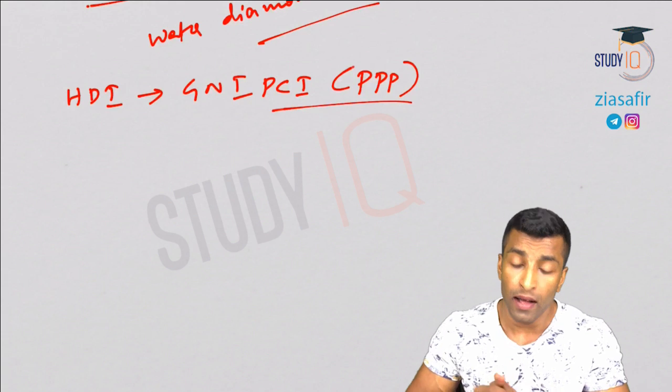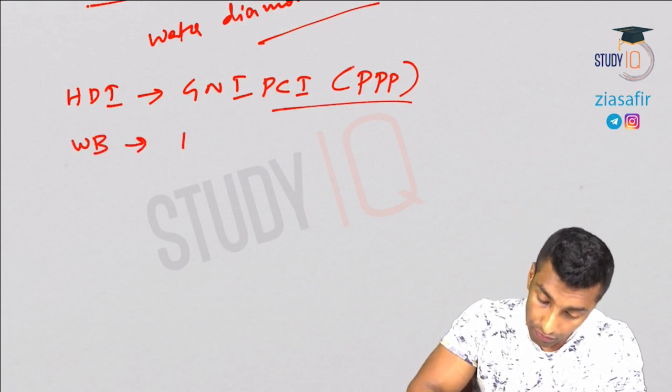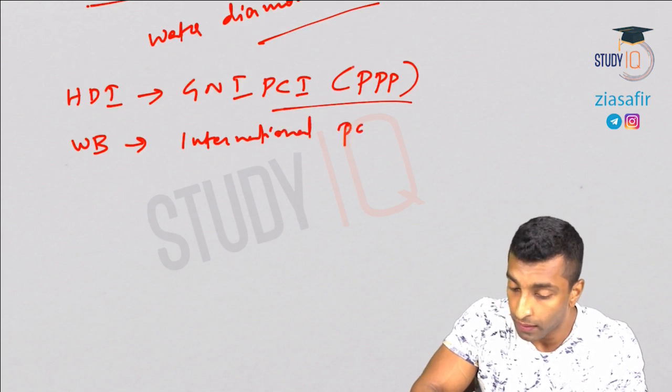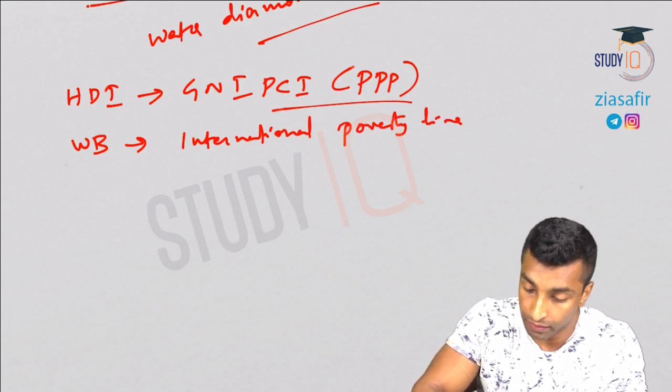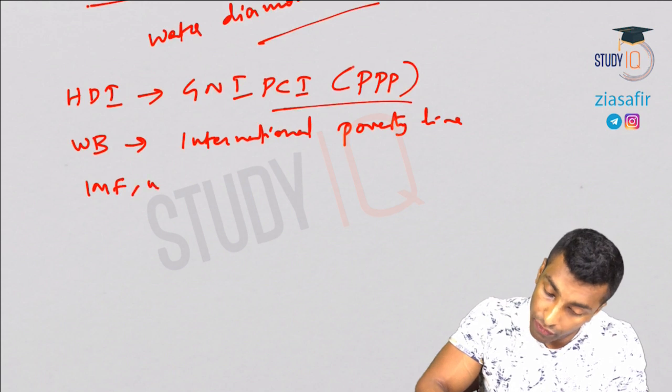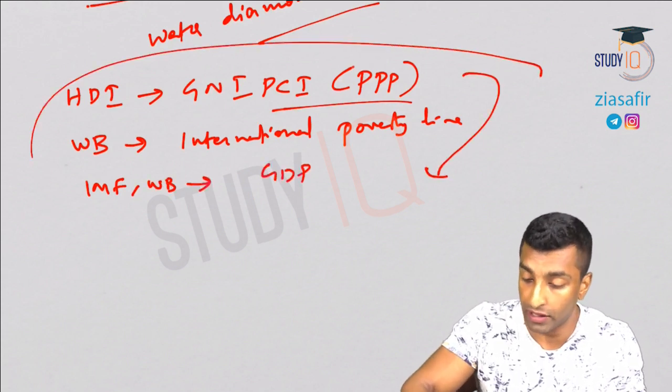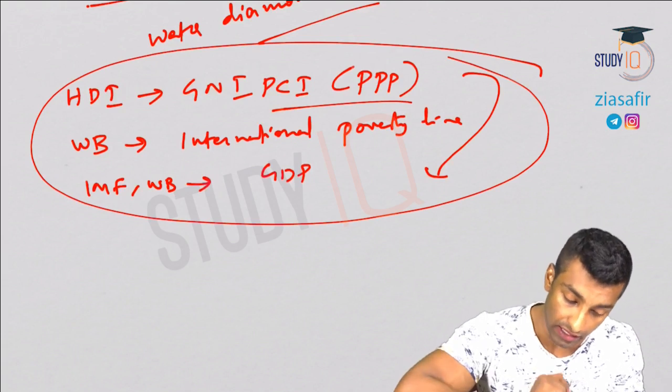We'll come to that anyway. Then World Bank International Poverty Line, and IMF, World Bank also. The comparison of GDP, they take it at purchasing power only. So all these are actually done at purchasing power.